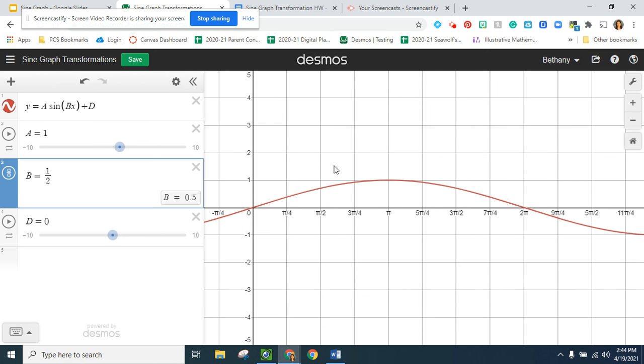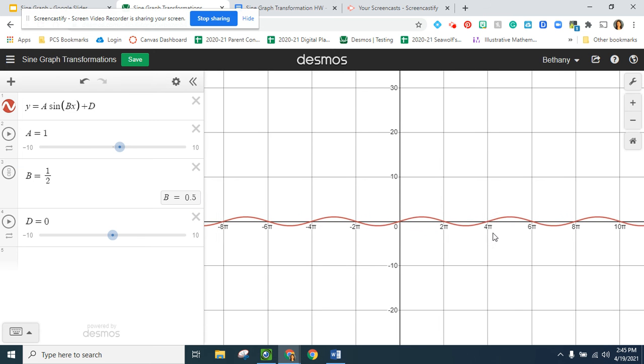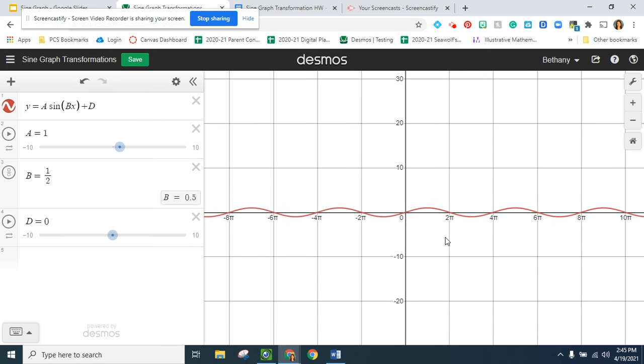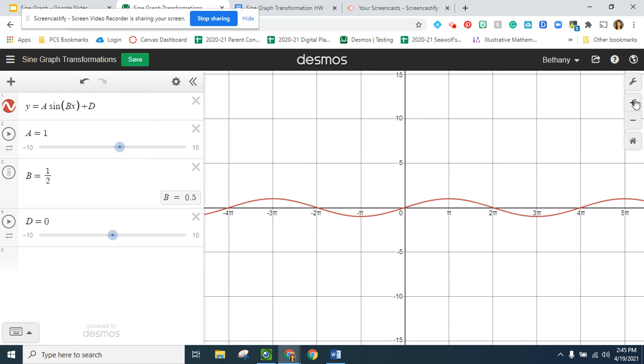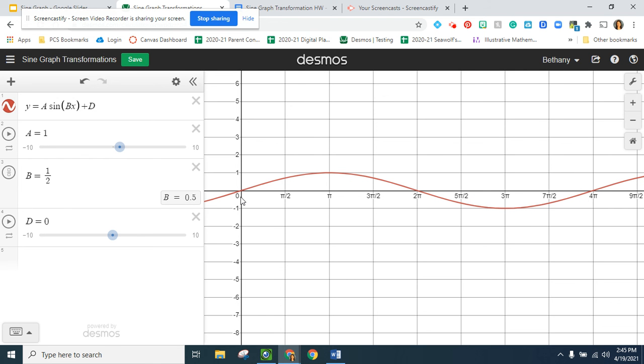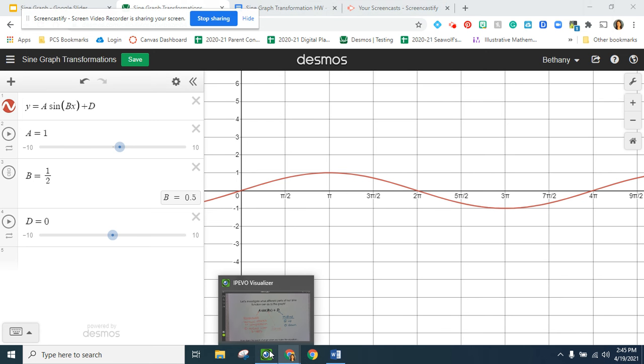Then I only have the top half of my function. And if I zoom out, oops, too much. Sorry, Desmos and I are having a little moment. All right, so if I zoom out, now because I've made B 1/2, half of my function shows up from 0 to 2 pi, and it takes 4 pi to make my entire function happen now.